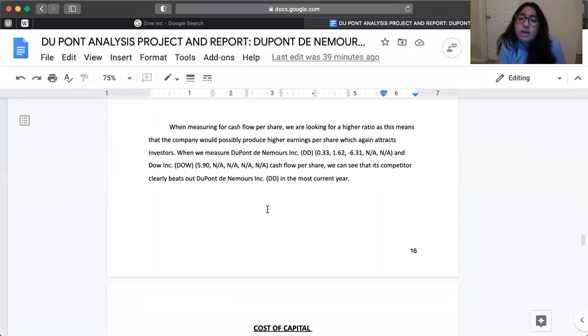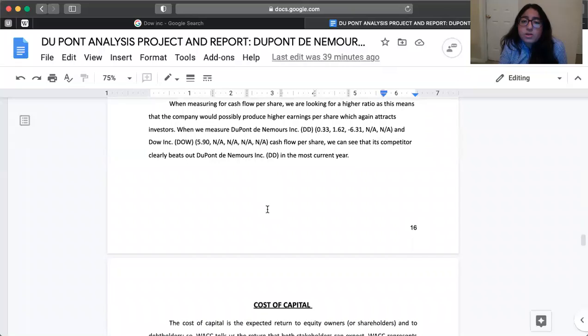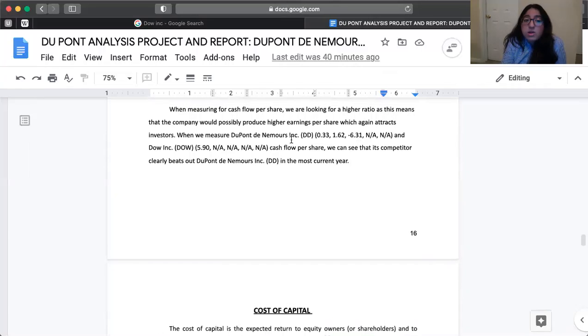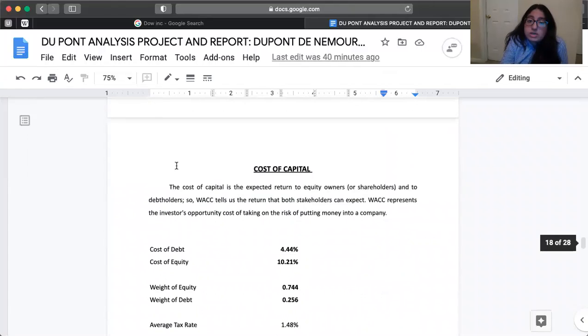When measuring for cash flow per share, we are looking for a higher ratio, as this means that the company would possibly produce higher earnings per share, which again attracts investors. When we measure DuPont and Dow cash flow per share, we can see that its competitor clearly beats out DuPont in the most current year.